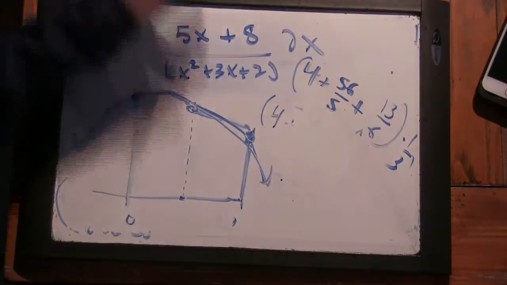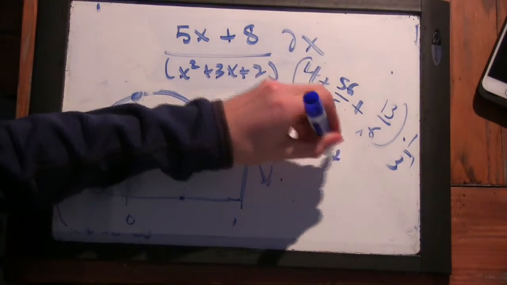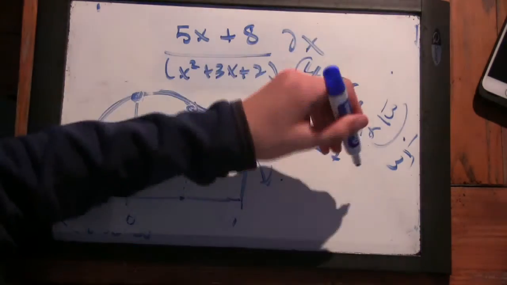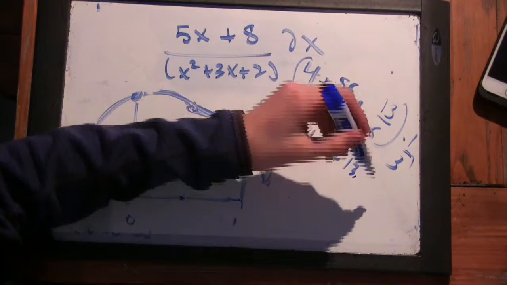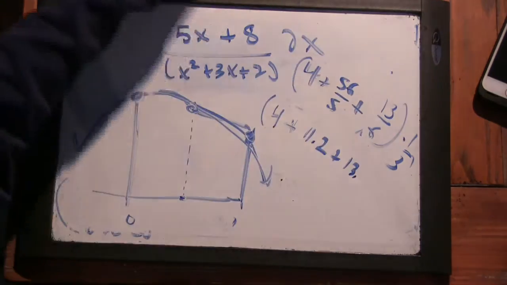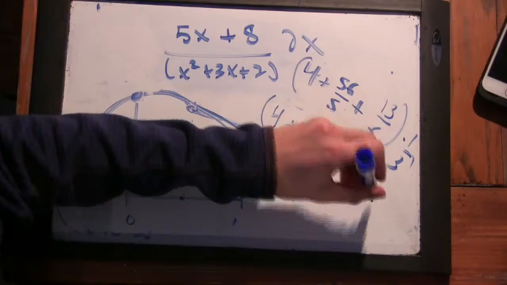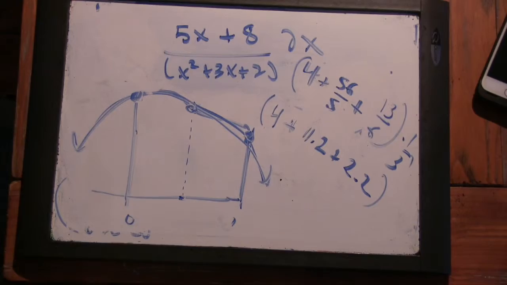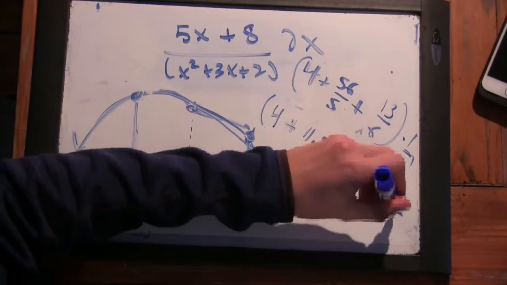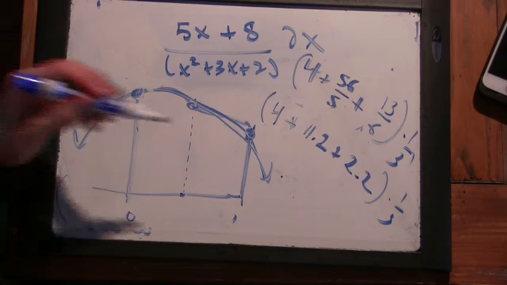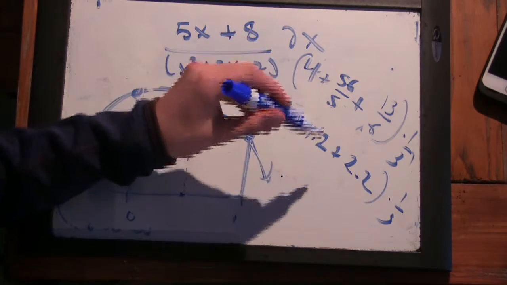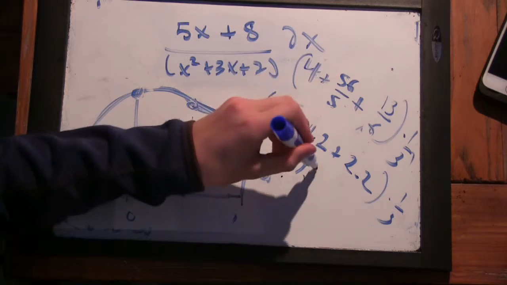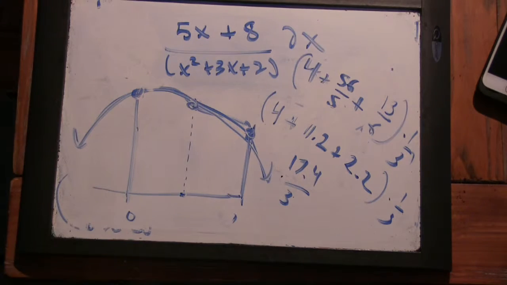Alright, so 4 plus 11.2 plus 2.2, yeah, because it's 2 and a 6, which we can pretend is 2 and a 5. So yeah, that's good. So times 1/3, which is 17.4 over 3. So go ahead and divide that out and just see what it is.